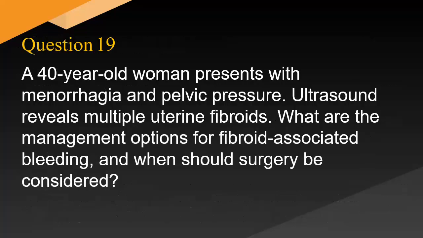A 40-year-old woman presents with menorrhagia and pelvic pressure. Ultrasound reveals multiple uterine fibroids. What are the management options for fibroid-associated bleeding, and when should surgery be considered?